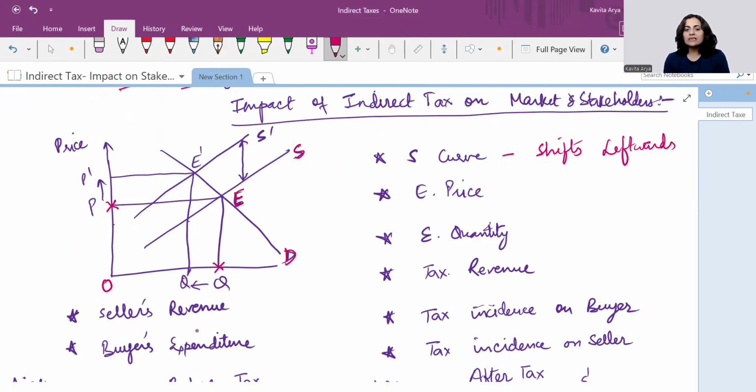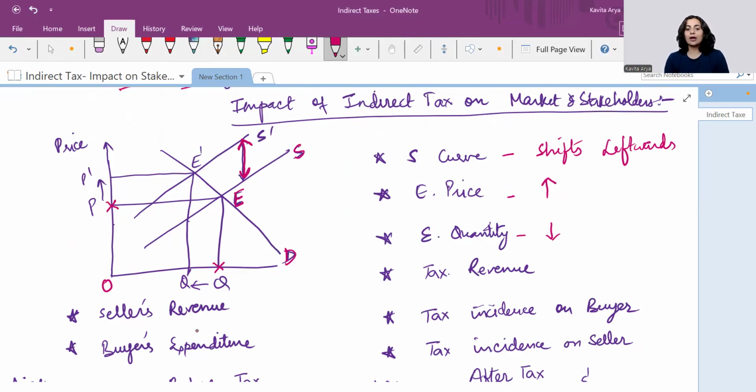So what is the equilibrium price? Equilibrium price is increased. It gets a hike. And what is the equilibrium quantity? Equilibrium quantity is reduced. It falls. You must understand how much the tax revenue is here. So this is the tax which is put by the government.